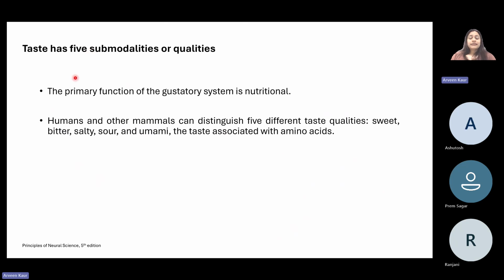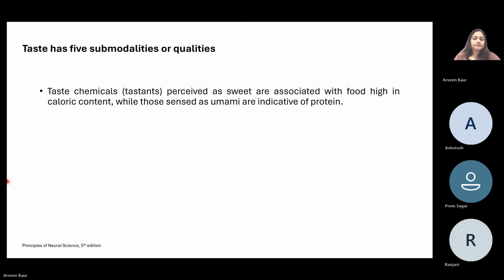Then we come to taste. So taste has five submodalities or qualities. The primary function of the gustatory system is nutritional, but we don't merely see it as nutritional, right? Humans and other mammals can distinguish five different taste qualities, which are sweet, bitter, salty, sour, and umami. Umami is the taste associated with amino acids, right? So protein-rich things probably taste umami.